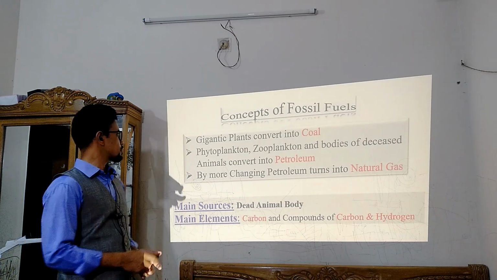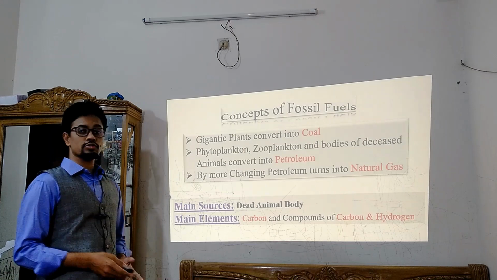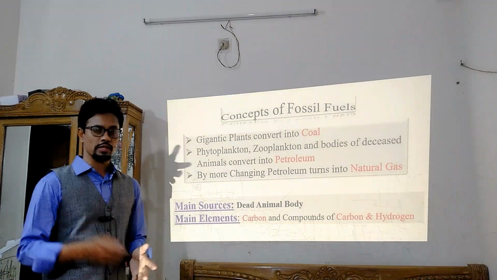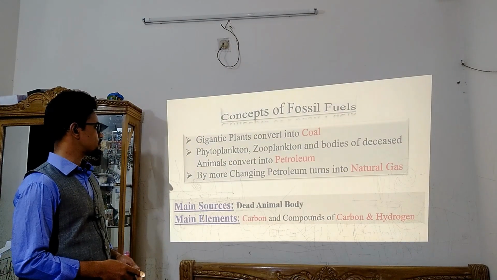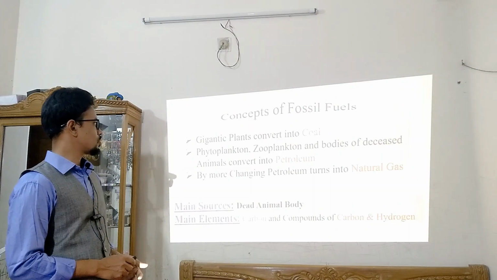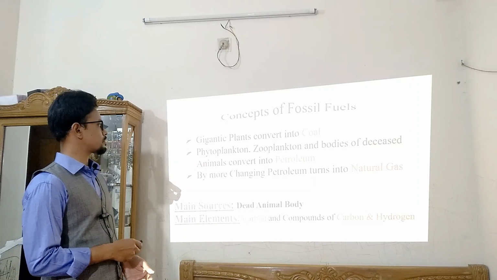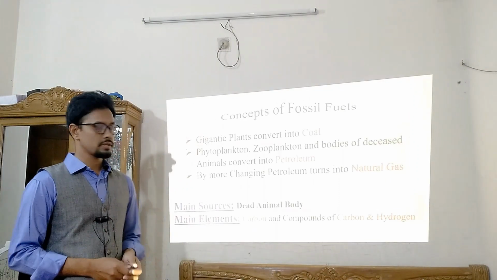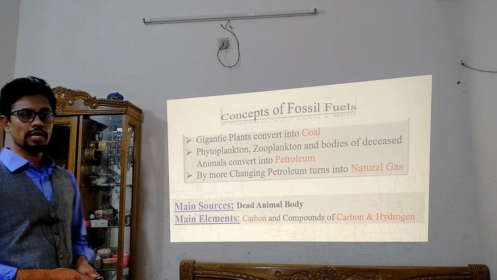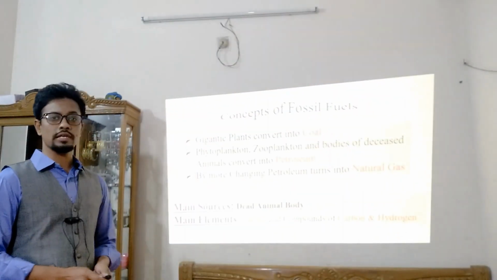We get coal from gigantic plants. Gigantic plants convert to coal. Phytoplankton, zooplankton, and bodies of dead animals convert into petroleum. And by further changes, petroleum turns into natural gas. So we get coal from plants, and petroleum and natural gas from phytoplankton, zooplankton, and animal bodies. So the main source of fossil fuel is dead animal bodies. The main elements are carbon and compounds of carbon and hydrogen.